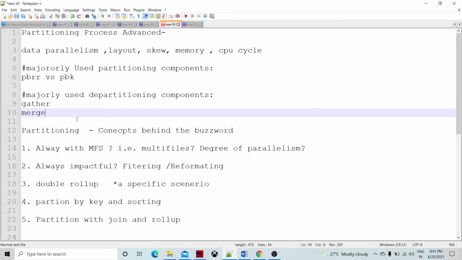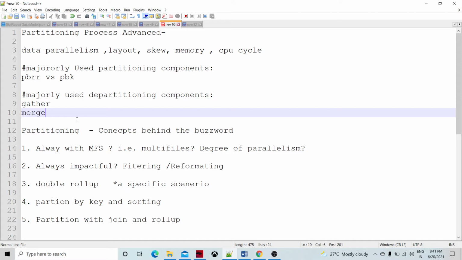Let's talk about the majorly used partitioning components. If we do not have a use case related to keys, that is, key-based processing, then we use partition by round robin. Or if we want to minimize the skew of the data, then we also use partition by round robin.